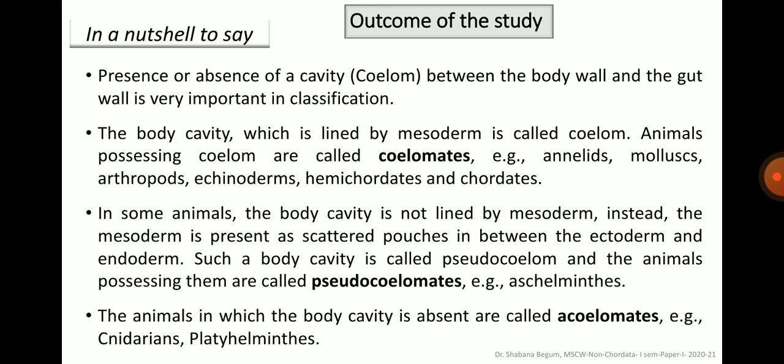And in some animals, the body cavity is not lined by mesoderm. Instead, the mesoderm is present as scattered pouches in between ectoderm and endoderm. Such a body cavity is called pseudocoelom, and animals possessing them are called pseudocoelomates. For example, the Aschelminthes, that is roundworms, etc. The animals in which the body cavity is absent altogether are called acoelomates, the examples being the cnidarians and the platyhelminthes.